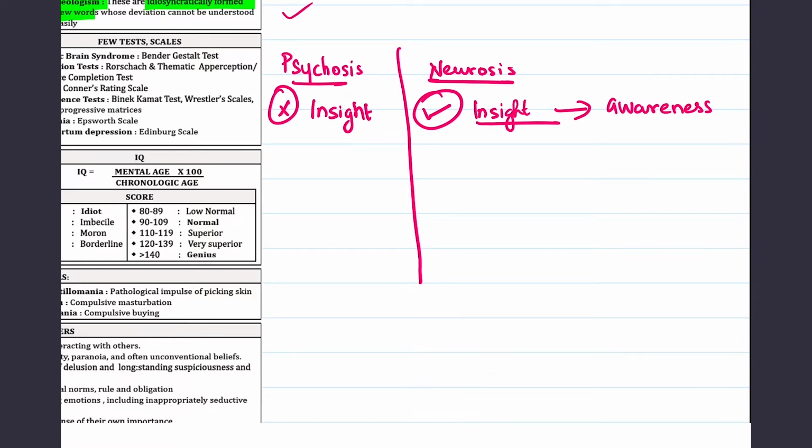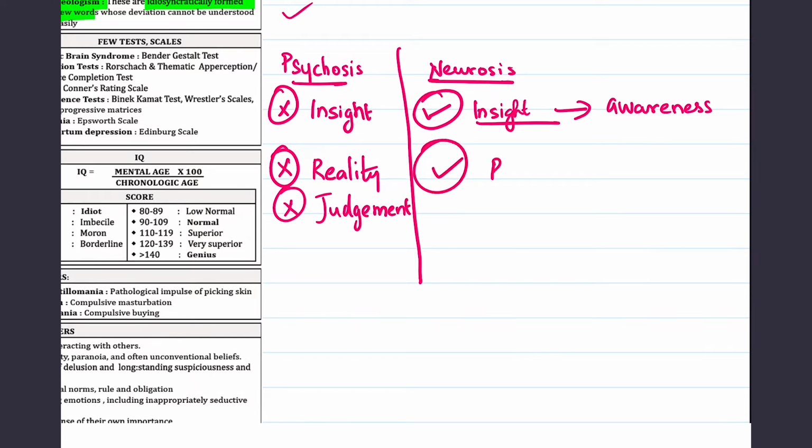Okay, next. In the case of judgment and reality, in psychosis the patient does not have any reality and cannot make judgments. No reality, no judgments. Here, in neurosis, reality will be there and judgment will be there. Reality and judgment both will be there.